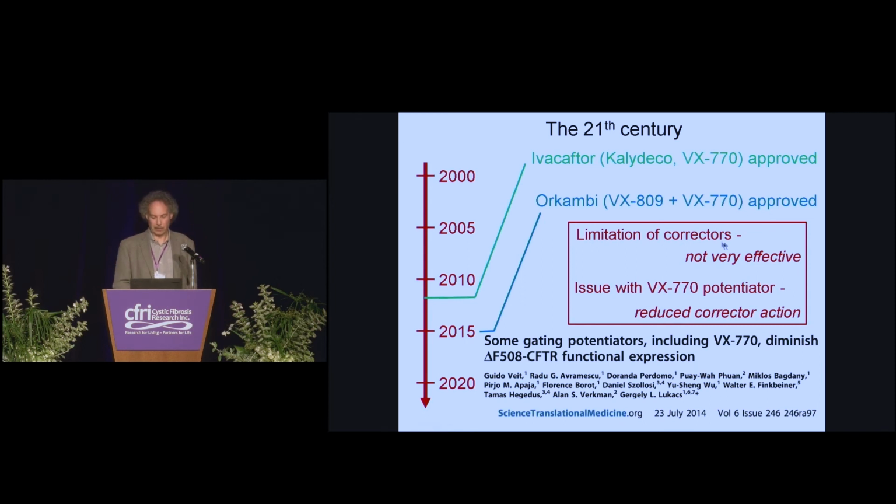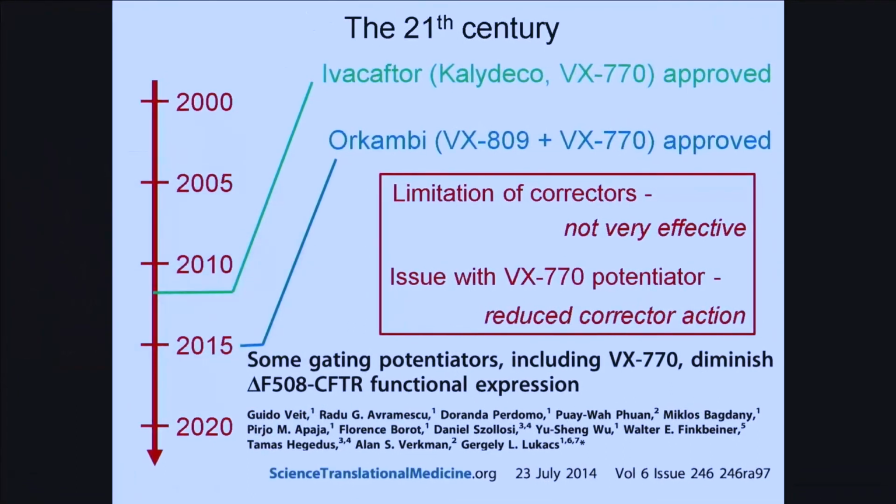Fundamentally, all the correctors that have been identified by labs and companies, single correctors have relatively low efficacy. That is, they simply don't work very well. And the other specific issue with ivacaftor is that when incubated with cells, it reduced corrector action. Perhaps it binds so well to cells in CFTR that it does not allow the corrector to work properly.